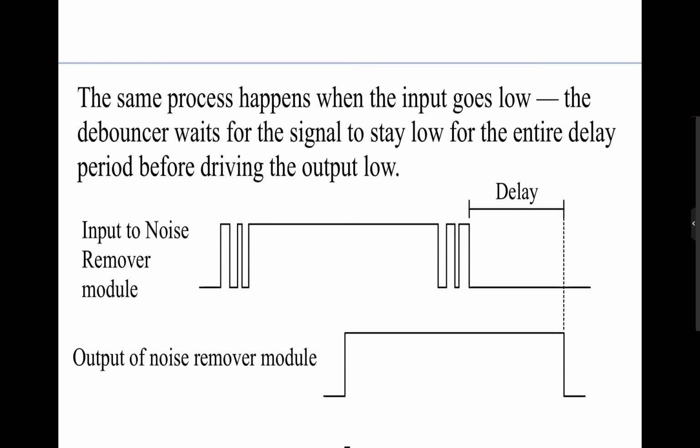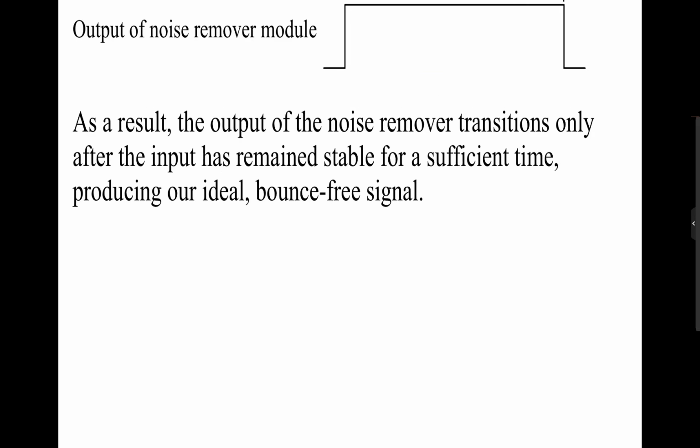The same process happens when the input goes low. The debouncer waits for the signal to stay low for the entire delay period before driving the output low. As a result, the output of the noise remover transitions only after the input has remained stable for a sufficient amount of time, producing our ideal bounce-free signal.